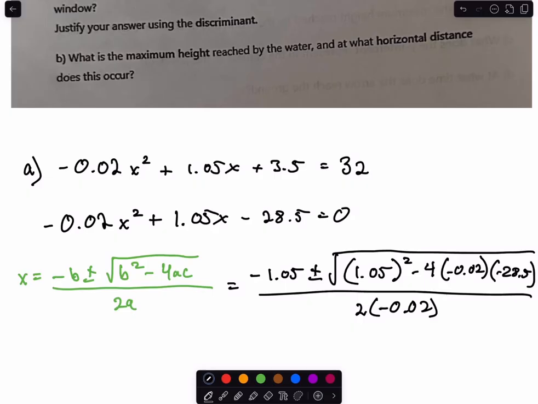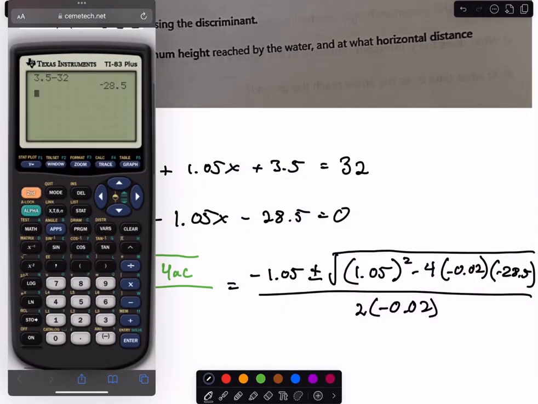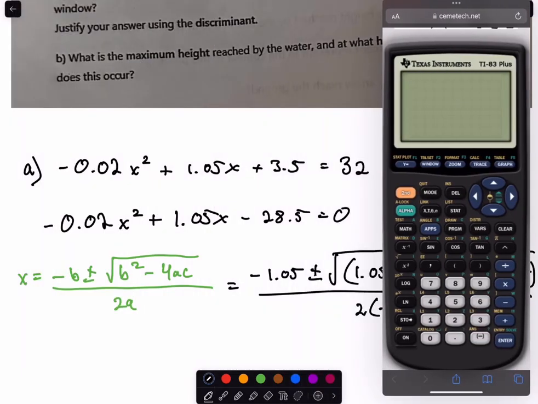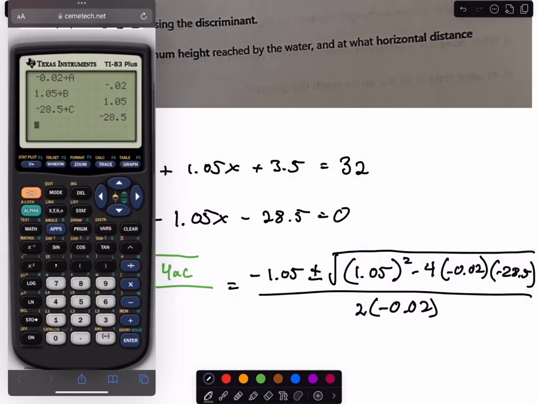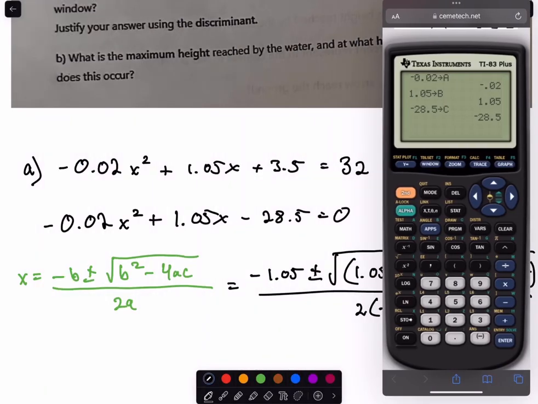I'm just going to put it in the calculator like that. Now another technique, I'm using a TI-83 Plus. We've got this negative 0.02; I want to store that as alpha A. And then we've got this 1.05; I want to store that as alpha B. And then we've got this negative 28.5; I want to store that as alpha C. So now we've basically labeled our a, b, and c, and then we can just type in the quadratic formula.